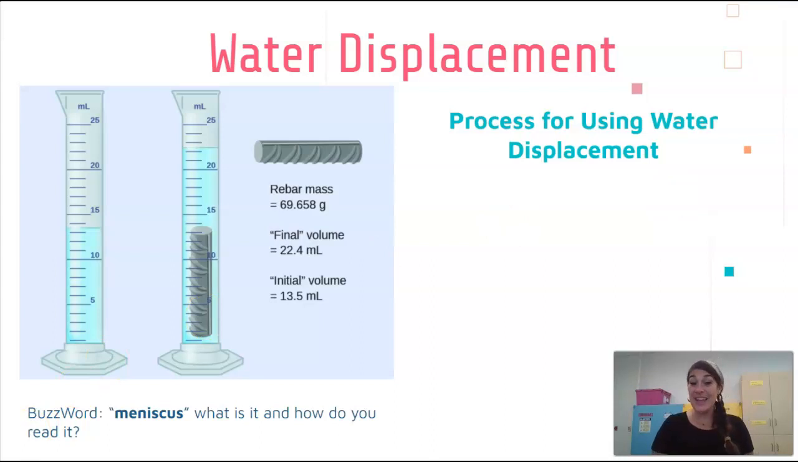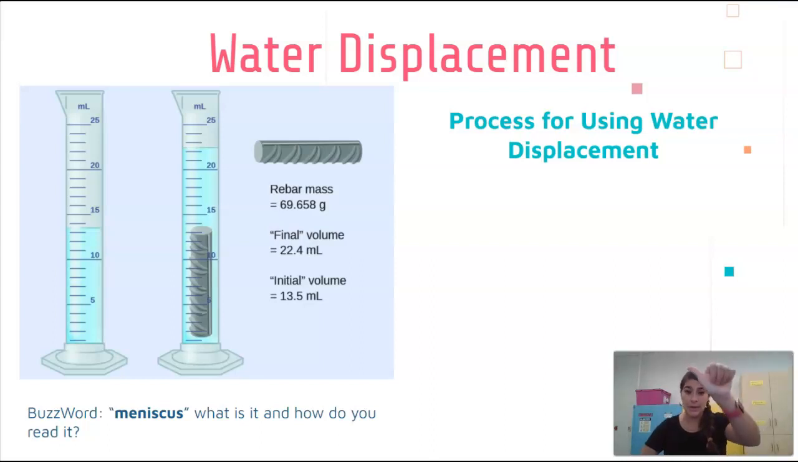Okay, so hopefully you figured that one out on your own. You're simply going to take that final volume and subtract the initial volume, and that will give you that 8.9 milliliters is the volume of your object. Then the mass, right? Mass is easy. We just place that on a scale.